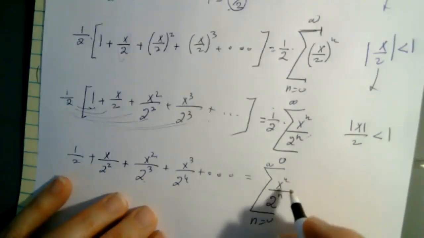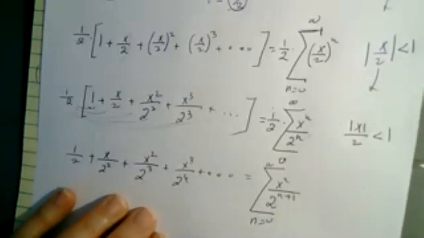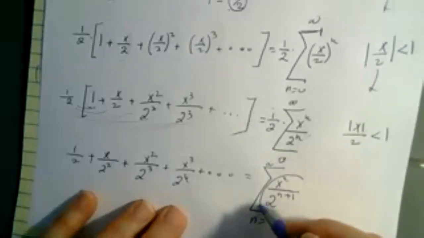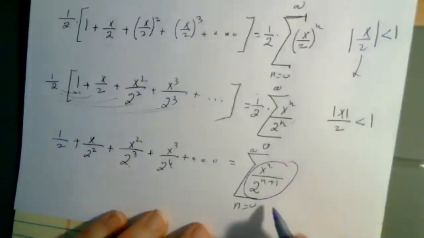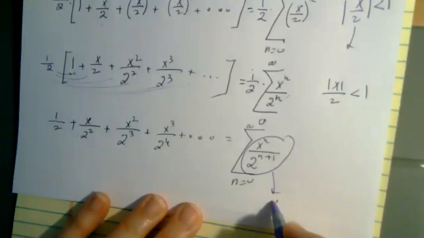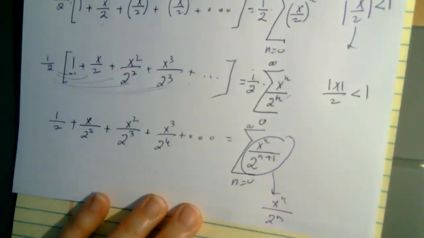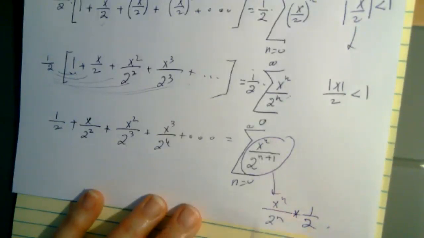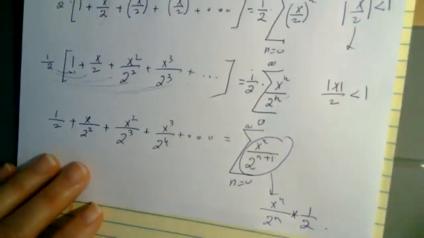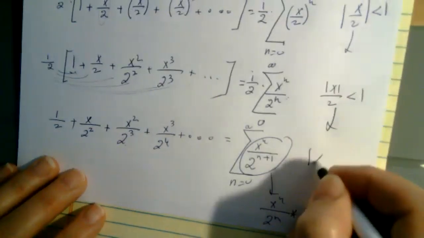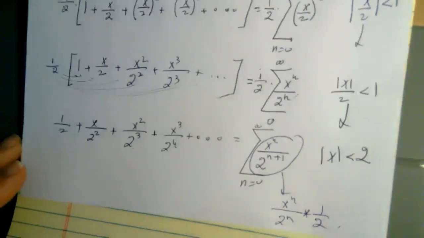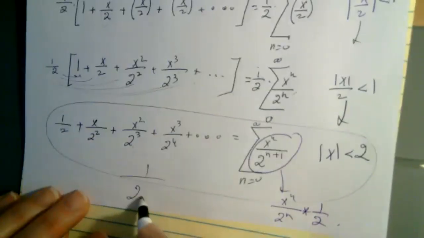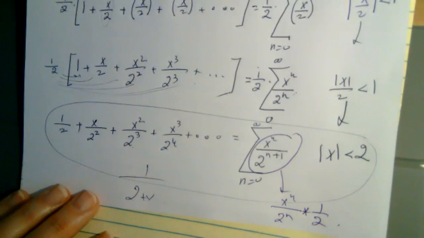So this 2 to the n is going to become 2 to the n plus 1. So where is this 2 to the n plus 1 coming from? It's coming from the following. Every term is x to the n over 2 to the n, but I'm multiplying each one of them by a half. It's going to give me x to the n over 2 to the n plus 1. And this holds as long as the absolute value of x is less than 2. And this is going to give me the power series of the function 1 over 2 minus x.